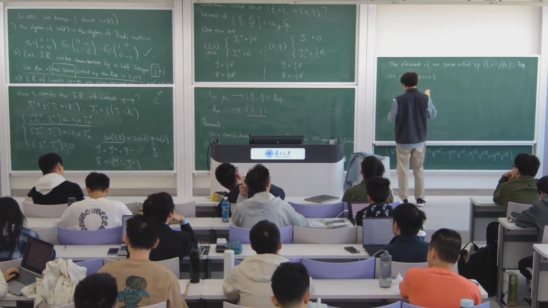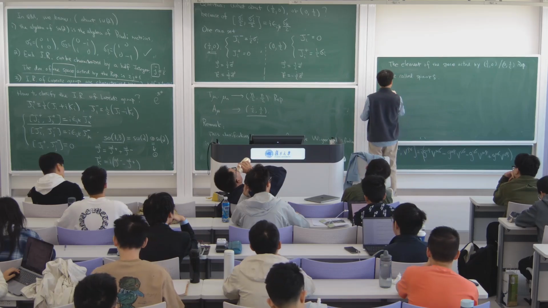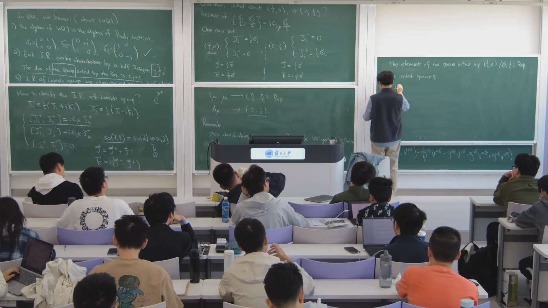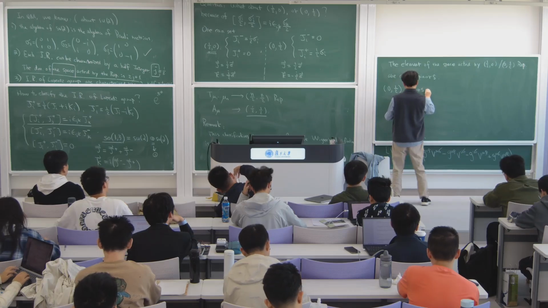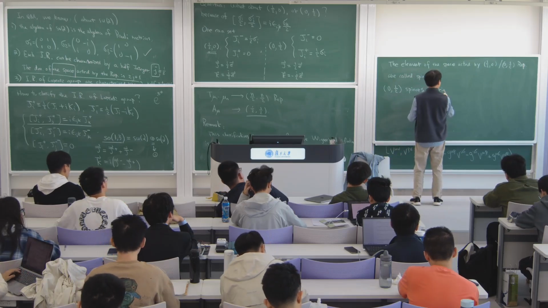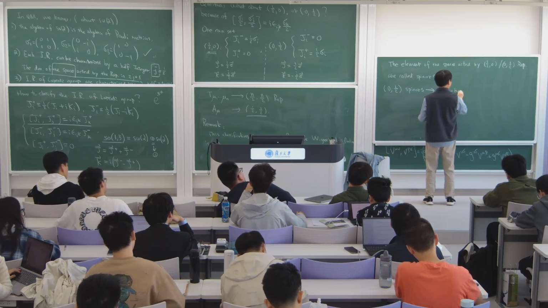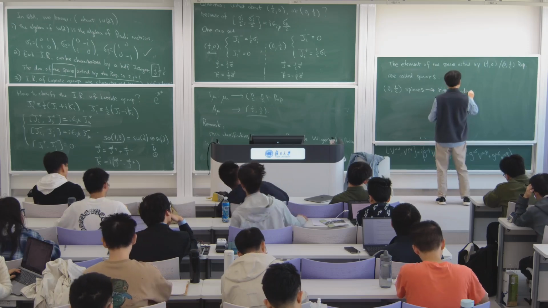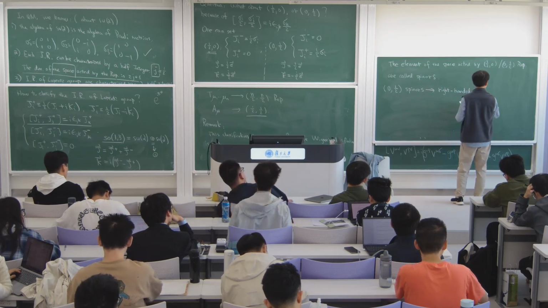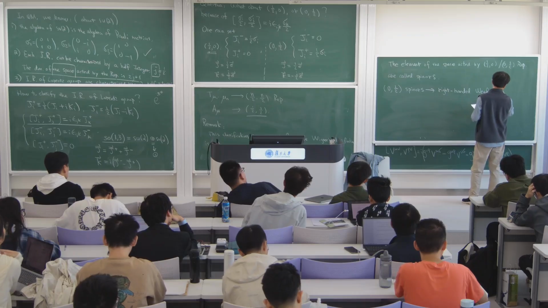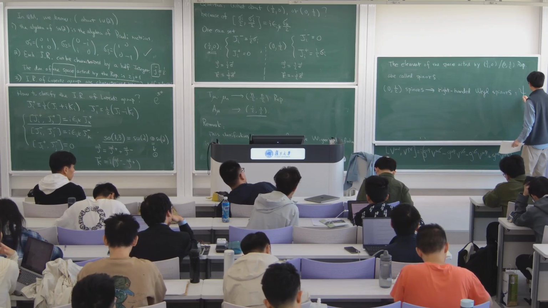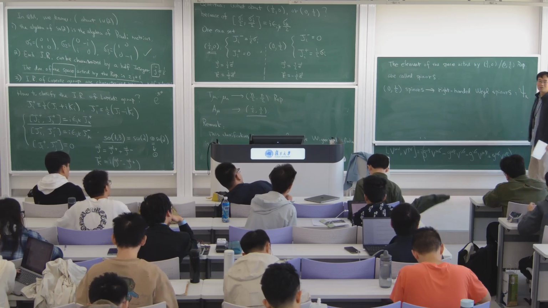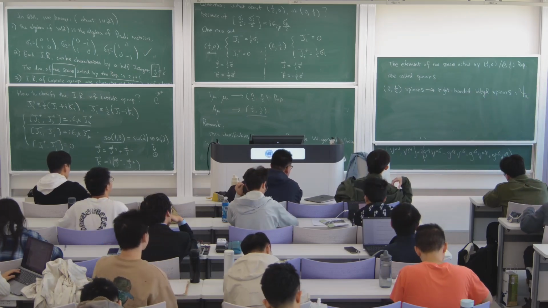And more than that, okay? So, for example, we call this (0, 1/2) spinor. We give it a name. We call this the right-handed Weyl spinor. Or sometimes we use psi_R to denote this object.